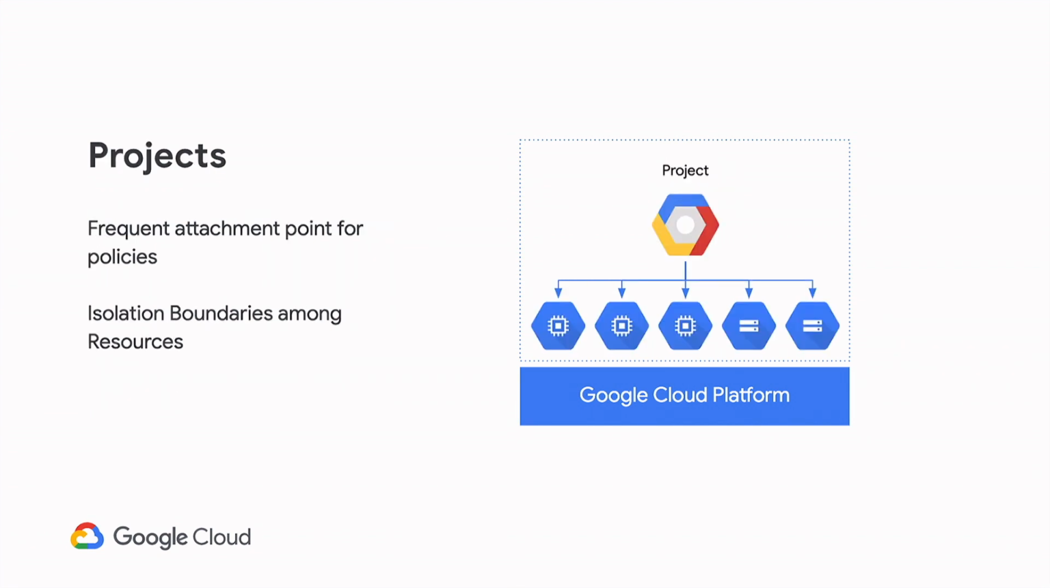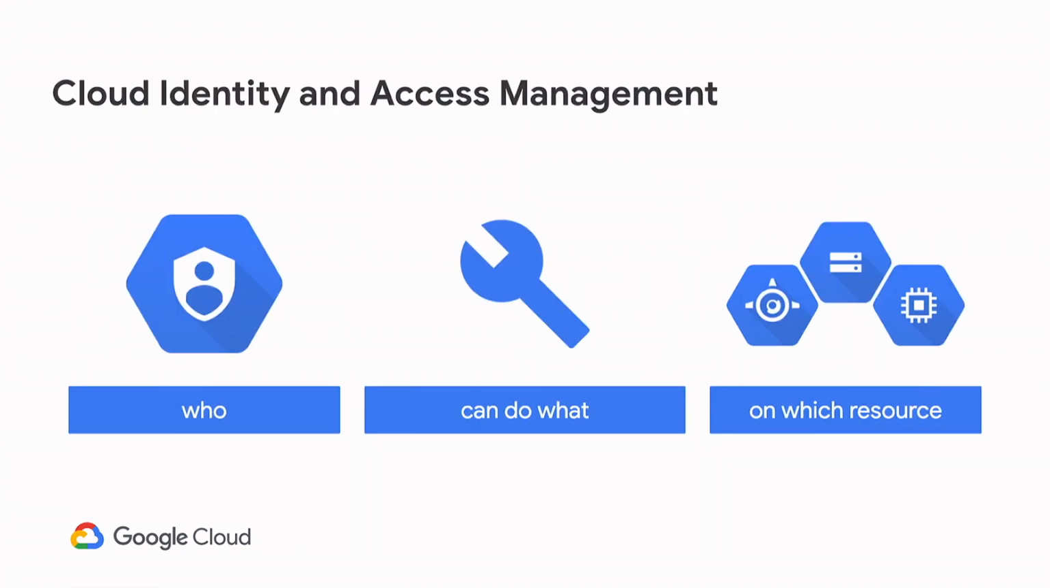Finally, we have the projects. Ultimately, your workload in GCP all resides in one project, which provides an isolation boundary between resources. A common practice is to separate your dev and production environment into 2 projects, which also makes the project a frequent attachment point for policies. So we talked about the resource hierarchy.